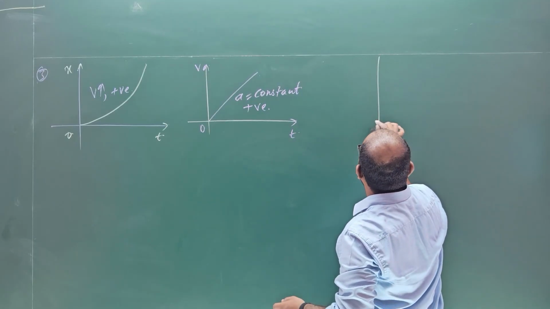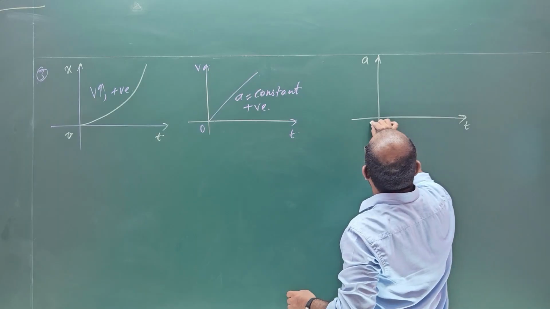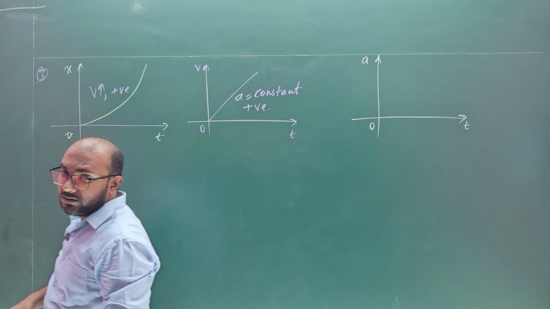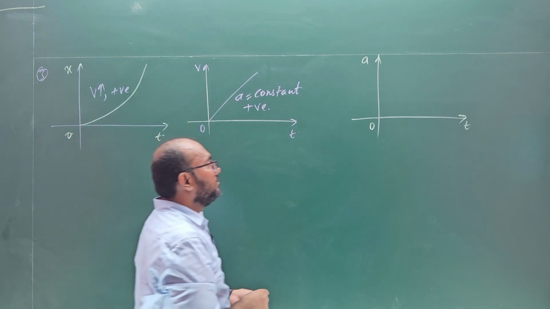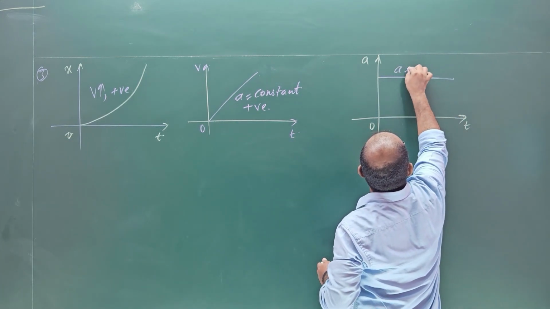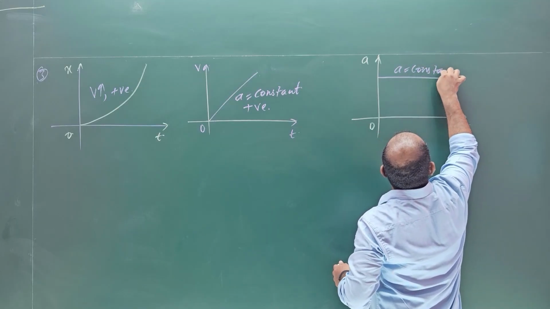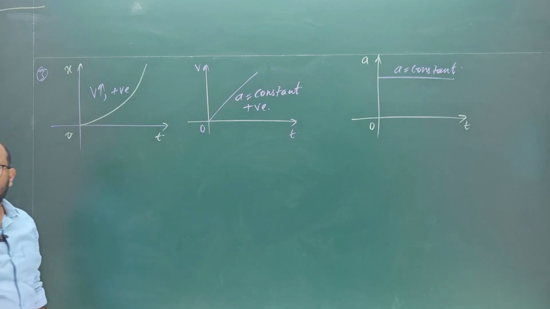Okay, similarly, tell me at. No one will be telling unless I complete the diagram. This is your A, this is your T, this is your 0. That is origin. Yes, very good. Parallel to the x-axis. Why? Because A is constant here. Yes or no?